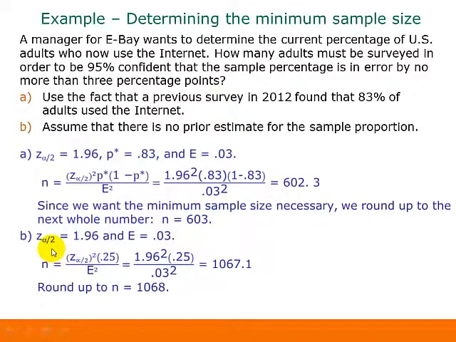Now in part B, if we assume we don't have a prior estimate, we're going to use the other formula. So we would have our 1.96 squared times 0.25 divided by 0.03 squared. This one gives us 1067.1, which we would round up to 1068. Notice how much bigger this minimum sample size is than the one we got from using the prior estimate. That's what I meant about this being the most conservative way to do these problems. It gives us the biggest sample size.